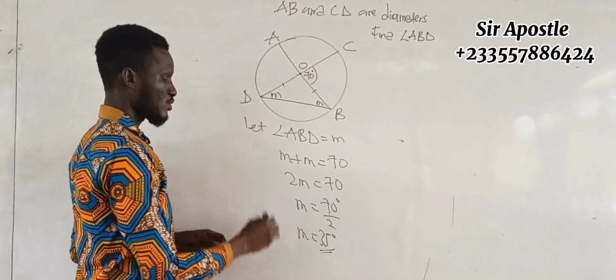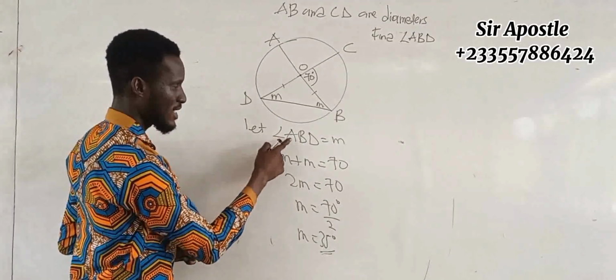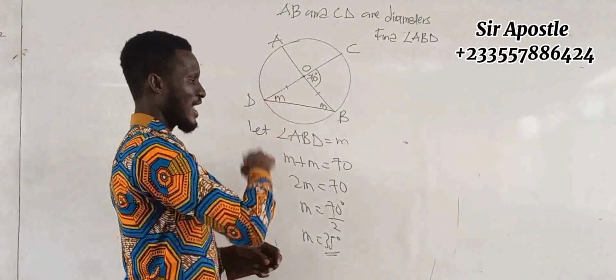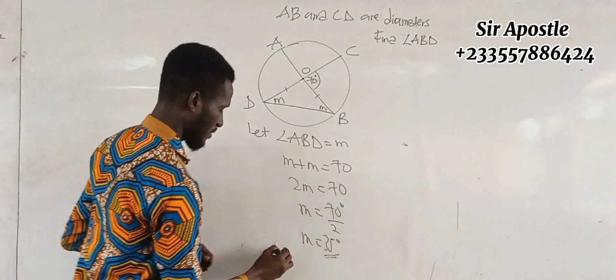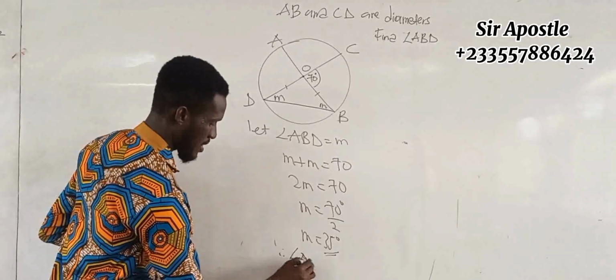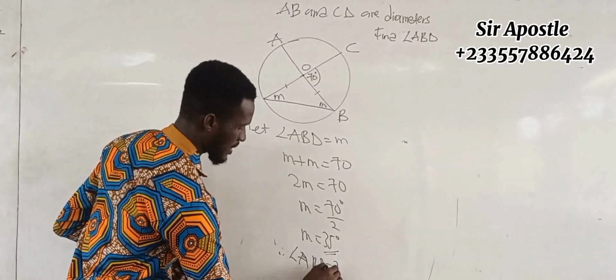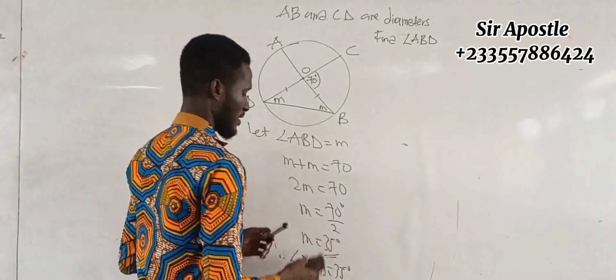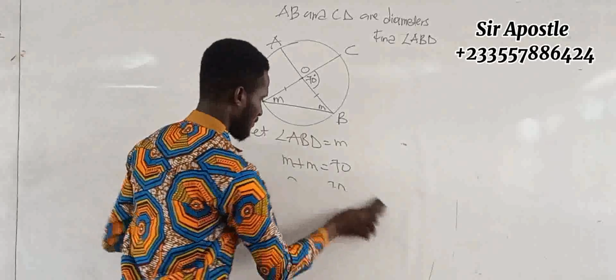Now this is a very simple way we can solve. So we can conclude that the ABD is 35 degrees. Another way we can solve this one. The answer is 35.